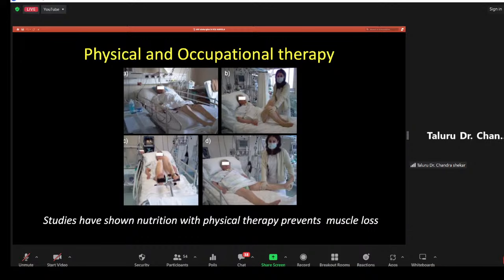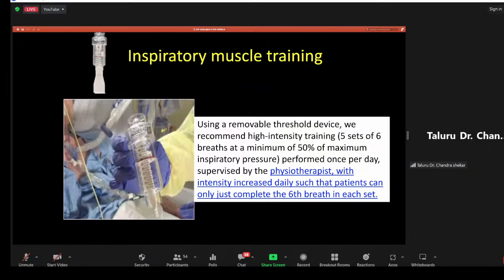If somebody is not able to sit or move on their own, the physiotherapist has to do it and the mobility has to be maintained. The inspiratory muscle training also is very important. I have given how it has to be done. This valve is available on Amazon for a few thousand rupees. It's a PEEP valve where you can do preoperative training and postoperative training, if the surgery is a long duration surgery in elderly patients.